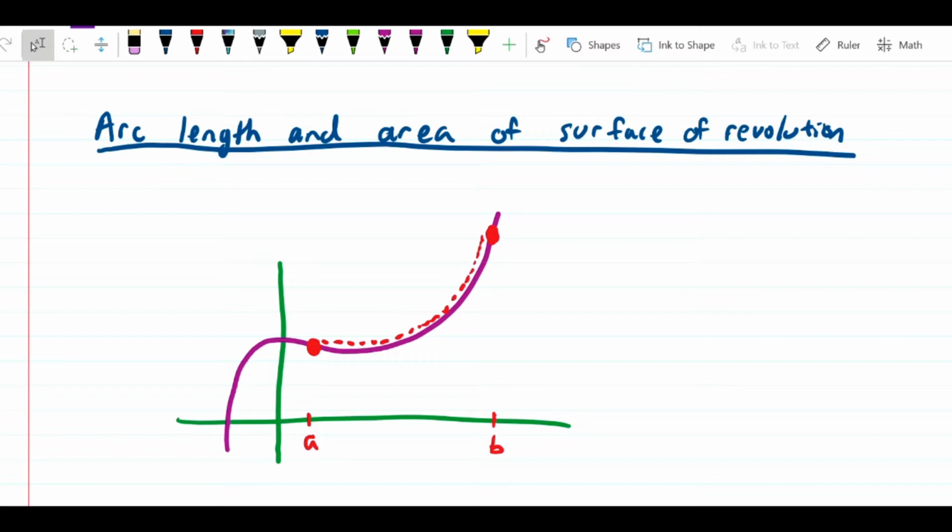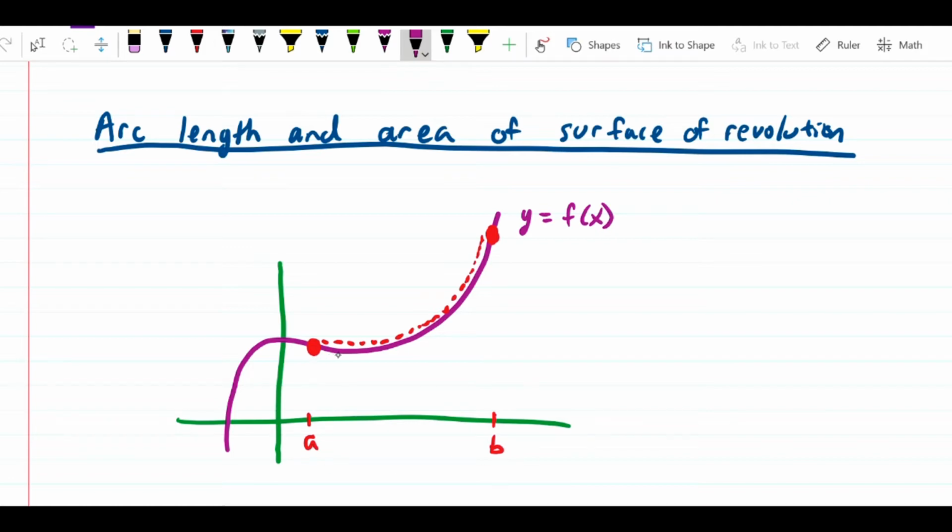When we talk about arc length, what we're talking about is, imagine that we have some curve that I've written here. It's just an arbitrary curve that we'll call y equals f of x. And what we want to know is how far we would travel if we walk the length of this curve from x equals a up to x equals b.